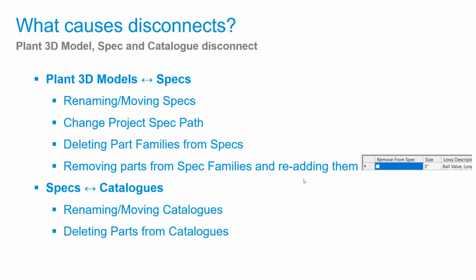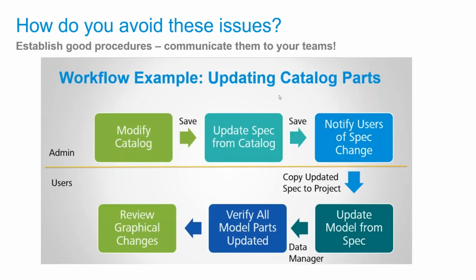So the connectivity between specs and catalogs, of course, gets broken when you rename or move catalogs, or delete parts from catalogs, part families, parts. So how to avoid this? Good procedures are key. Communication to your team.